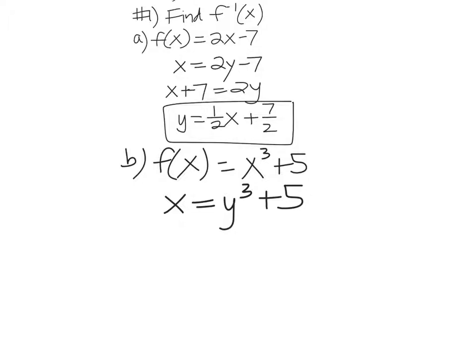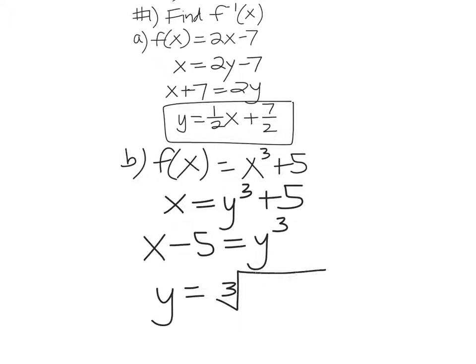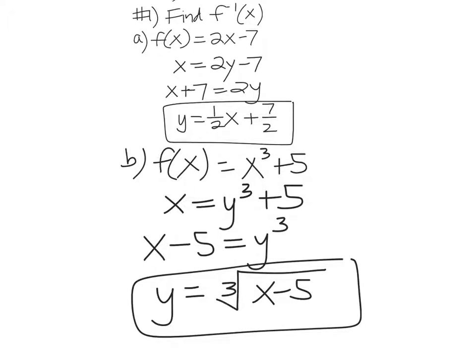And now let's solve for y. So subtract 5 to the other side. x minus 5 equals y cubed. How do we solve for y? What's the inverse function of cubed? Cube root. Good. So y equals the cube root of x minus 5. And that would be your answer.